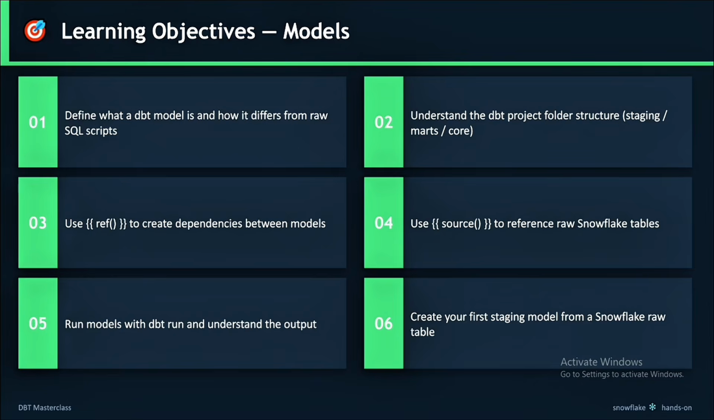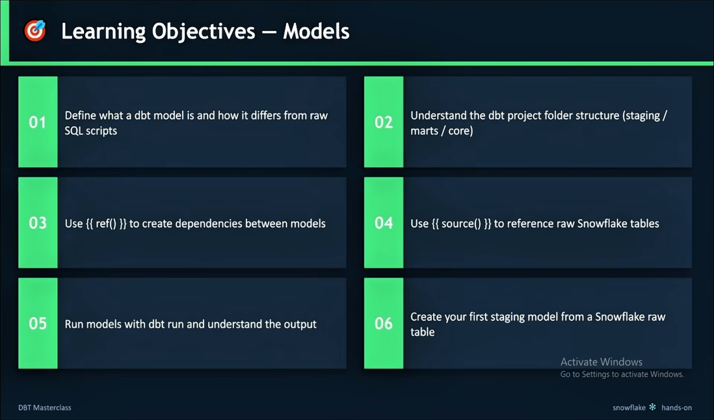So there are 6 learning objectives for the model section. Objective 1 is to define what a DBT model is and understand how it differs from writing a raw SQL script. Models are not just SQL files, they are managed, tested, and documented SQL that participates in the dependency graph. Second is to understand the DBT project folder structure.